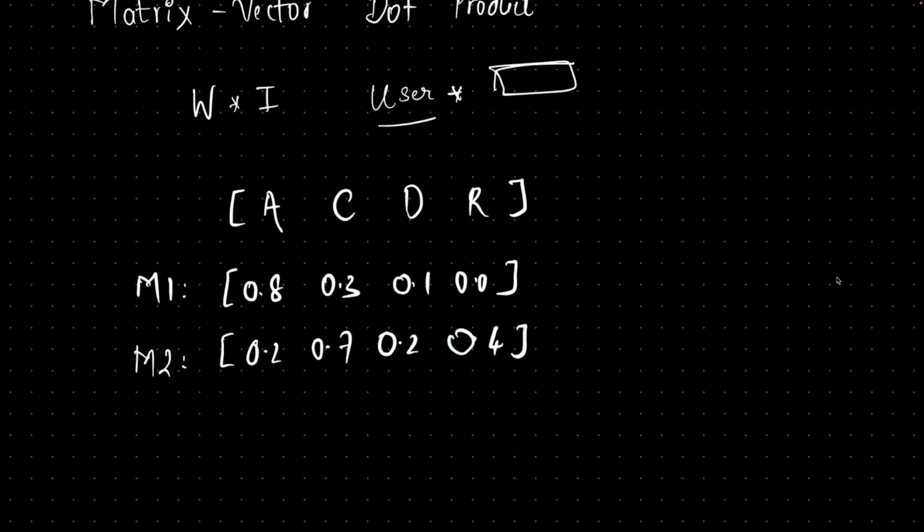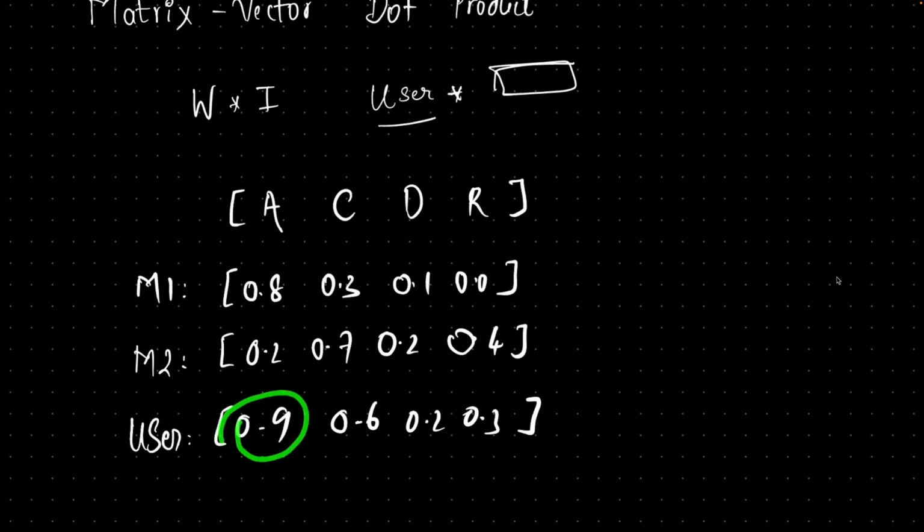And we have a user preference, right? Let's say we have a user preference array, and these user preferences are, let's say, 0.9, 0.6, 0.2, 0.3. So how do you interpret these values? This person prefers action movies. Then after that, he prefers comedy movies. He doesn't prefer that much drama or romance, right? So that's why I put 0.2, 0.3.